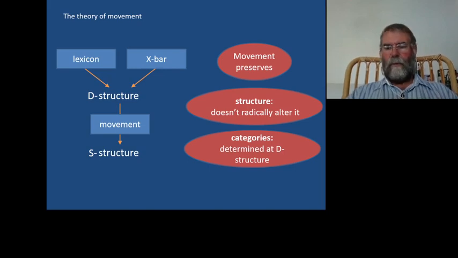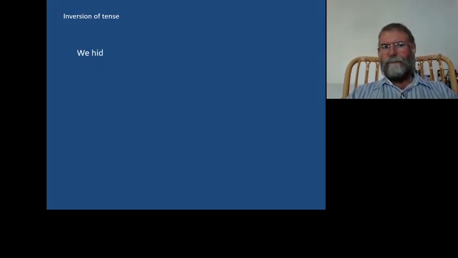That's important for what we're talking about here, because when the inflection moves out of the inflection position into the complementizer position, it doesn't become a complementizer. It's still an inflection. It's just occupying a different position. The categories are determined at D structure. D structure is the place where categories are inserted into the structure, and once they're there, movement can't alter that.